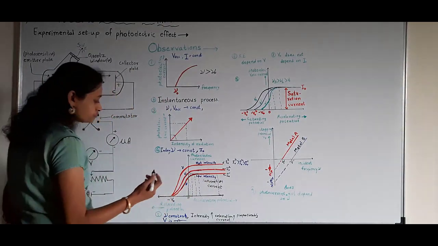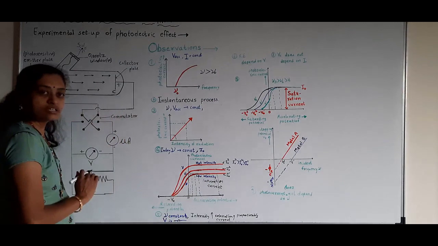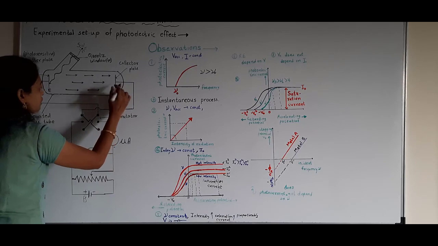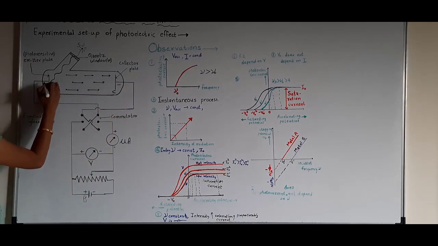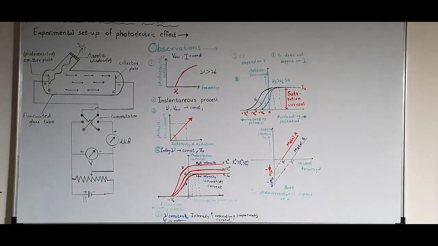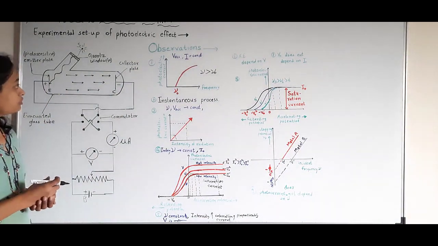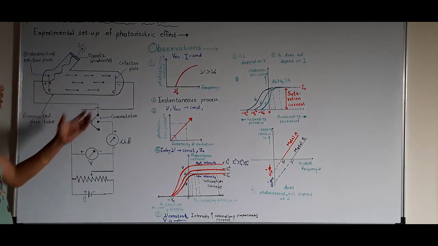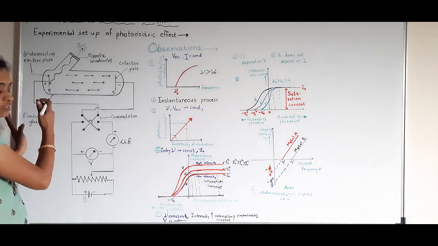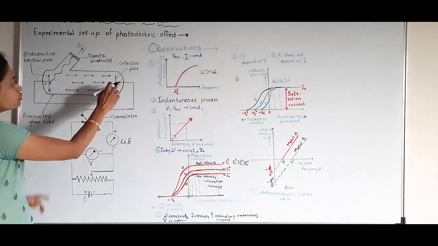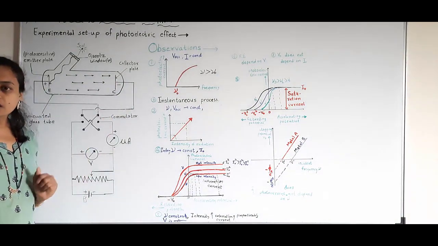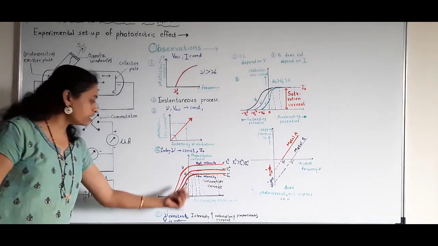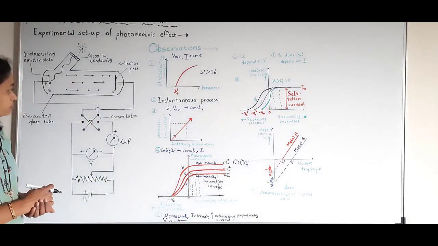Now consider that a negative potential is applied between the emitter and collector, meaning the collector is at negative potential and the emitter is at positive potential. What happens? Due to this negative potential on the collector, electrons are retarded, meaning they are repelled. So at the accelerating potential and at the retarding potential, the opposite process takes place.